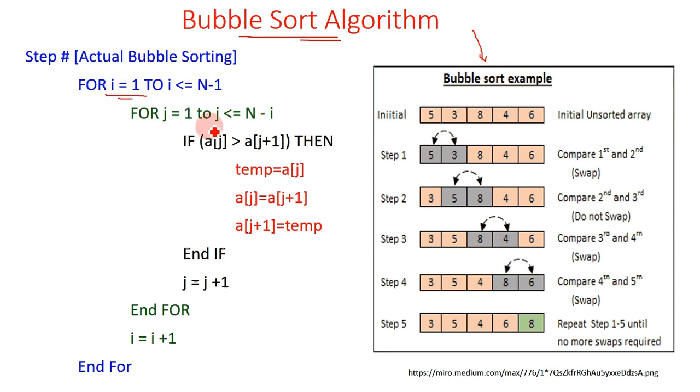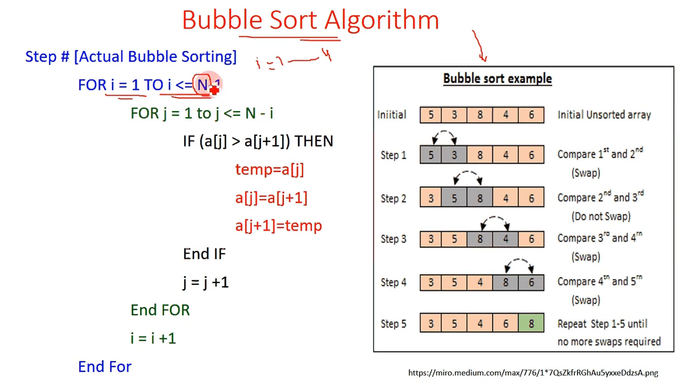So let's start. In bubble sort, for I equal to 1, we assign 1 to the variable I, and this loop will go up to n minus 1. The I value will go to n minus 1, where n is the size of the array. In this case there are 5 values, so I will start from 1 and go to 4: 1, 2, 3, 4.